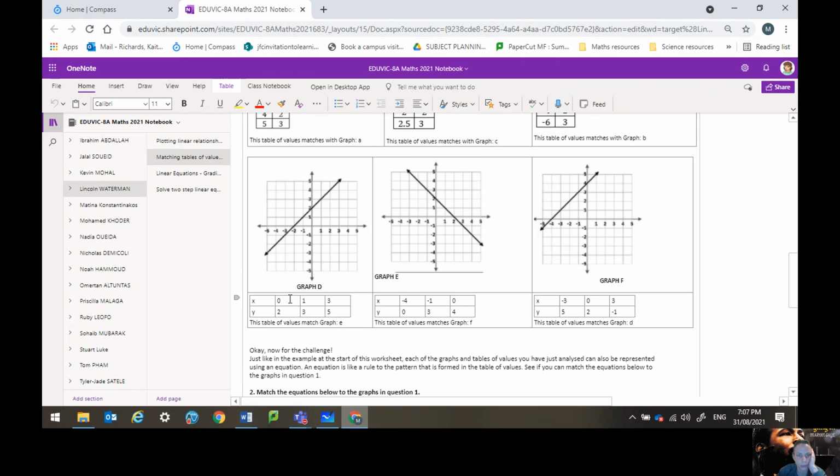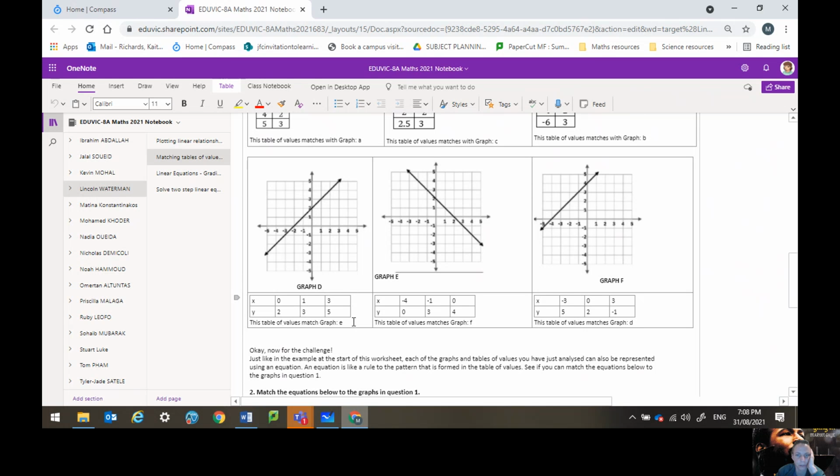Alrighty. So when x is 0 here in this table of values, y is 2. So I'm looking for ones that cross over at 2. So graph D does, but graph E also does. Okay, so we've got to look for another coordinate point. So when x is 1, y is 3. Okay, so that looks like they match up again. When x is 3, y is 5. So that must mean that graph D and this table of values both match each other.